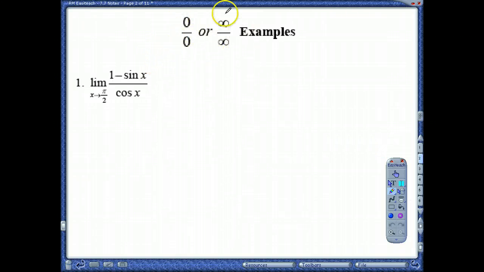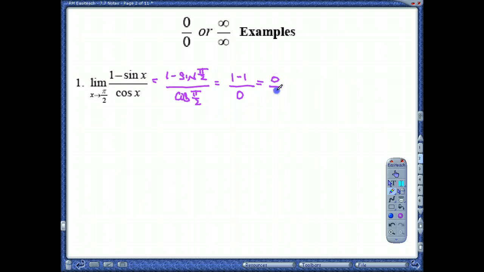All right, so these are going to be the most basic examples, the examples that we're going to see the most. So what we do is we put pi over 2 in here. So we have 1 minus the sine of pi over 2, divided by the cosine of pi over 2. Well, sine of pi over 2 is 1. Cosine of pi over 2 is 0. We get 1 minus 1, which is 0, over 0. So this is what tells us L'Hopital's rule is going to apply.